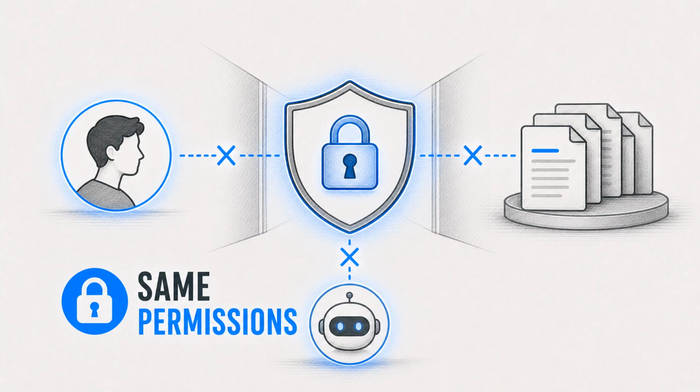RAG also needs security boundaries. If a user is not allowed to read a document directly, the assistant should not reveal that document indirectly. Retrieval should respect the same permissions that protect the original information.